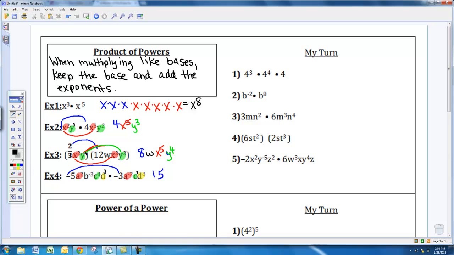So let's multiply. Let's do our A's first. A squared times A to the -2. Well, 2 plus -2 gives us 0. So that's just going to be A to the 0.